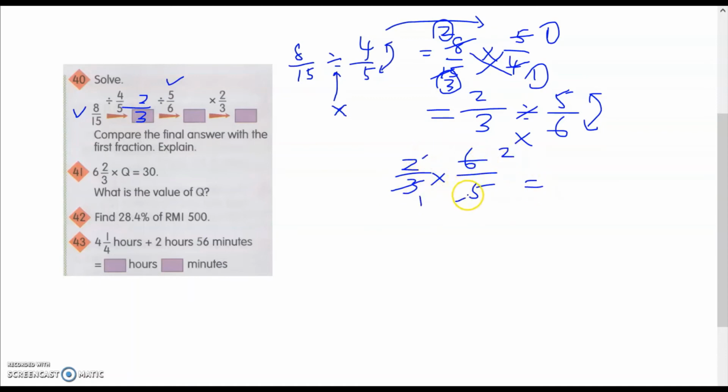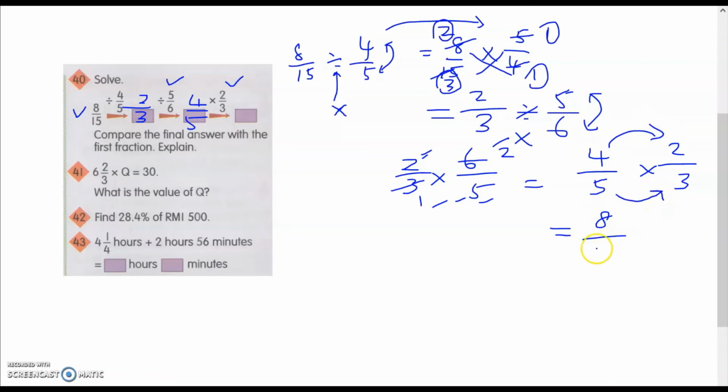2 and 5 we can't really simplify, they are not in the same times table. Okay, 2 times 2 is 4. 1 times 5 is 5. So we get 4/5. Okay, the last one we need to times 2/3. So this one no need to flip, you can straight away times. So 4 times 2 is 8. 5 times 3 is 15. Okay, this is the final answer.